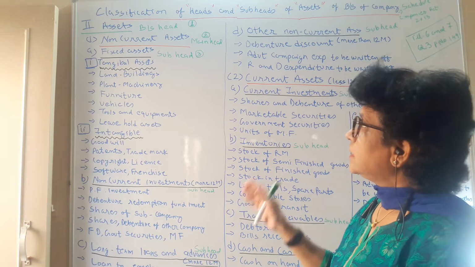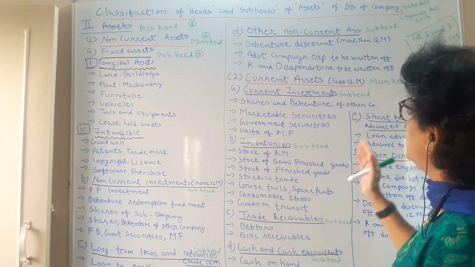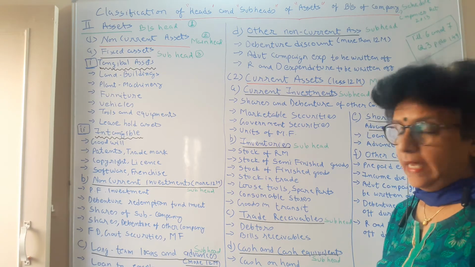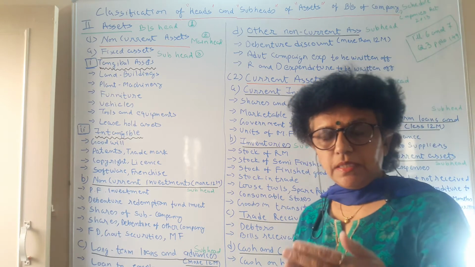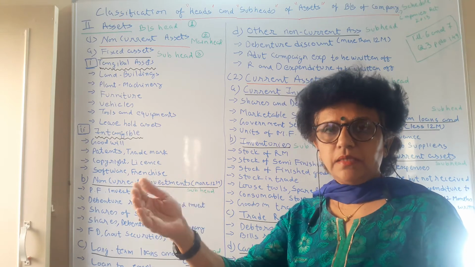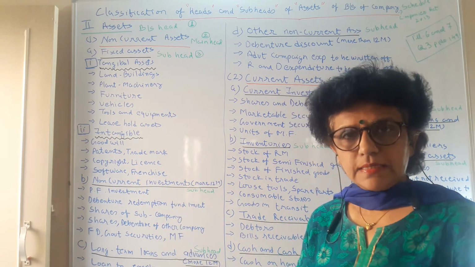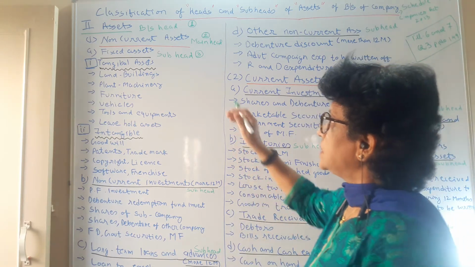Hello friends, now let us continue with the second side, the asset side of our balance sheet. As per Schedule 3 of the Companies Act, we understood the equity and liability side in our last class, the main head and the subhead. Today we are going to understand the asset side of the balance sheet, the second part.